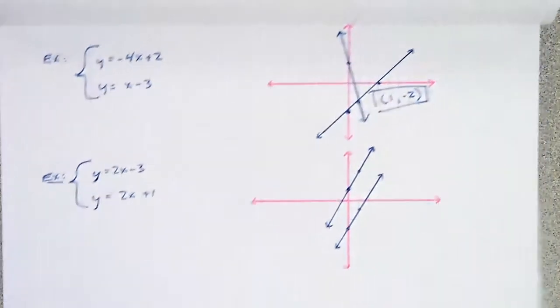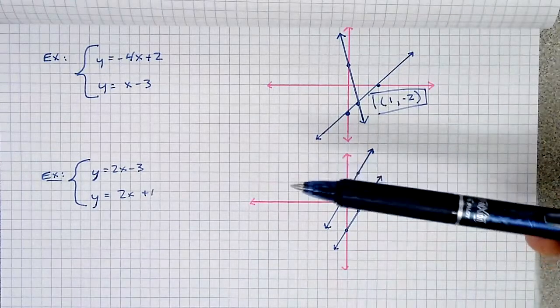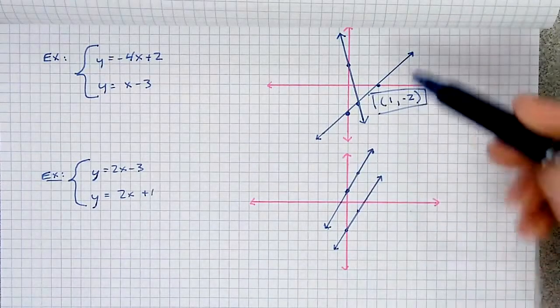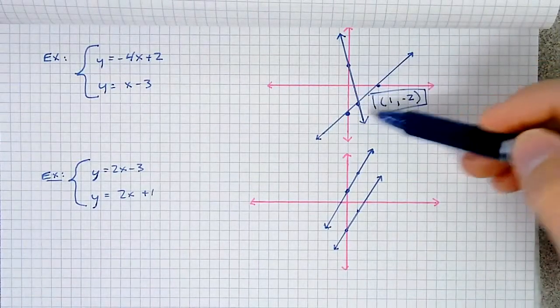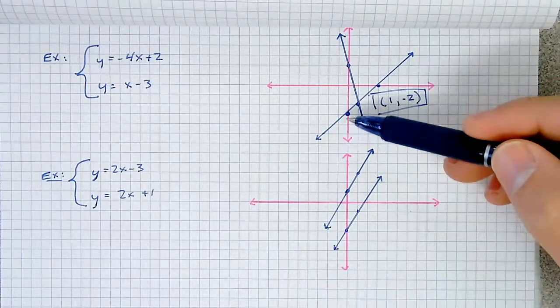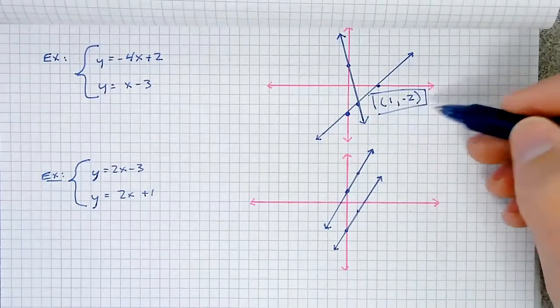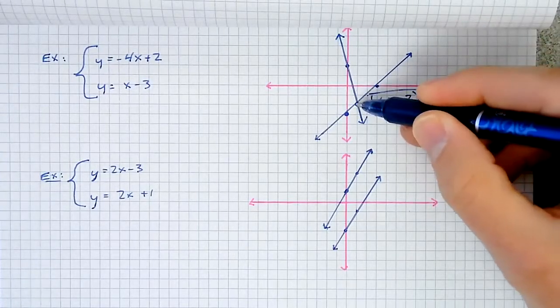All right, so looking around, everyone's doing a pretty good job. Struggling with graphing a little bit. You're definitely going to need to have that down. So on the first one, -4x plus 2. Start here, go down 4 over 1. Other one, x minus 3. Okay, so we're looking for the point of intersection, ends up being right here at 1, -2.